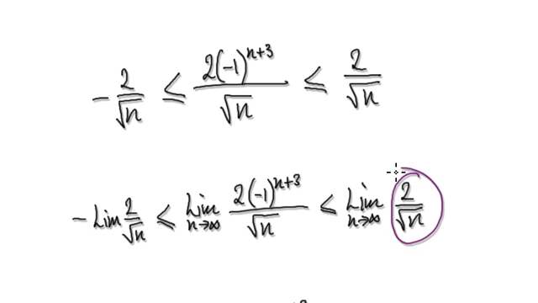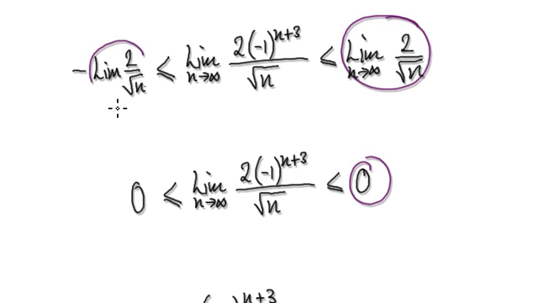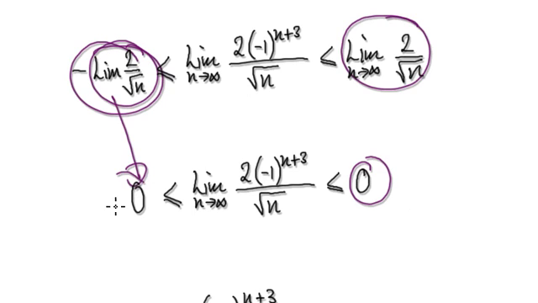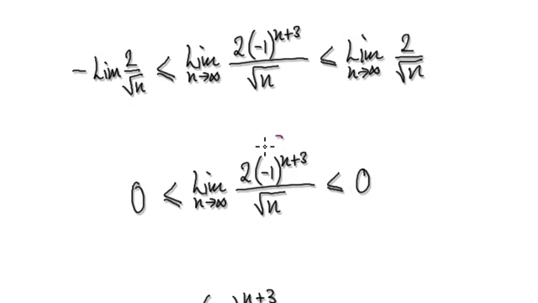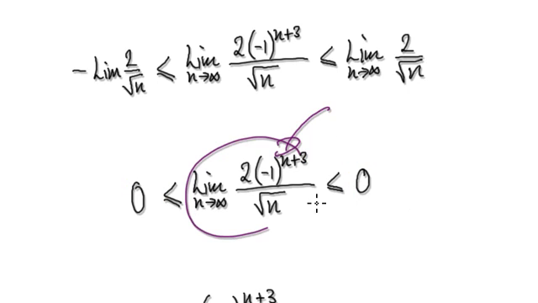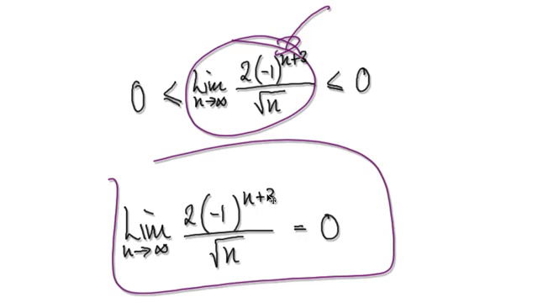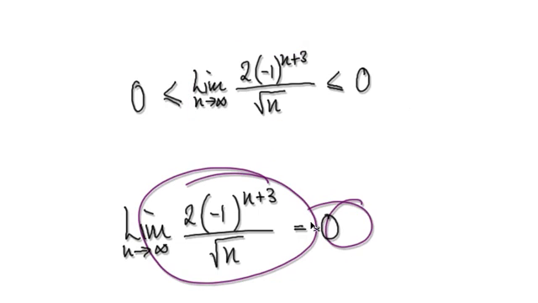If it keeps on climbing, eventually this whole thing here will be 0, and then this whole thing here will be 0. So we don't know what's going on here, but we do know it's trapped in between 0 and 0. So by the squeeze theorem, this will have no choice but to have a limit of 0. So the limit of this thing here is 0. Okay.